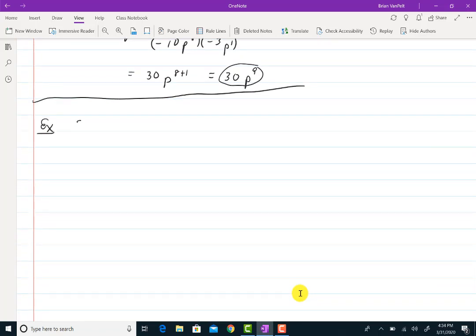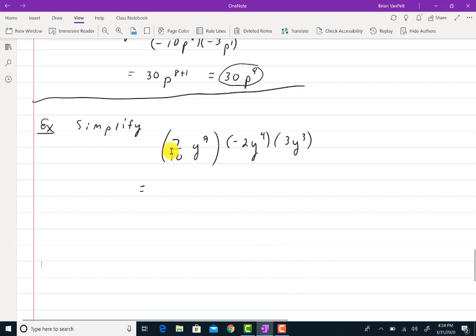For our next one, simplify again. This time we have 7/10 y to the 9th. I believe I got a lot of these out of the textbook. Times negative 2y to the 4th times 3y cubed. Now you ought to be able to tell if we have something with a positive sign, something with a negative sign, and something with a positive sign, we multiply them all together, you are going to get a negative answer for those things.